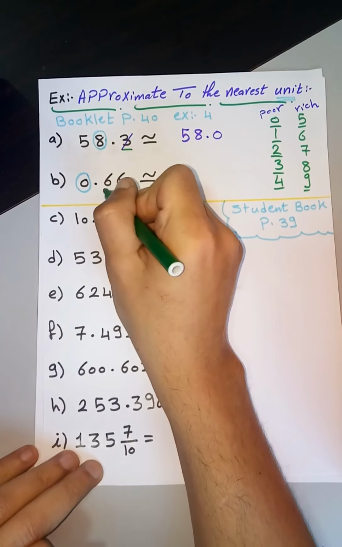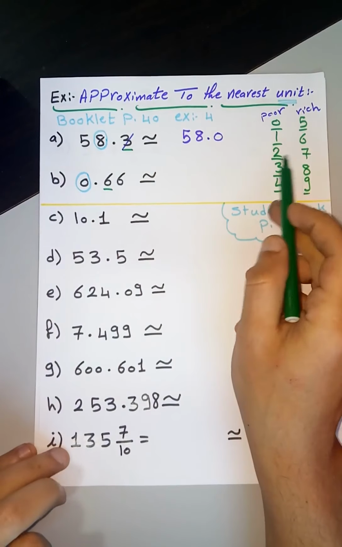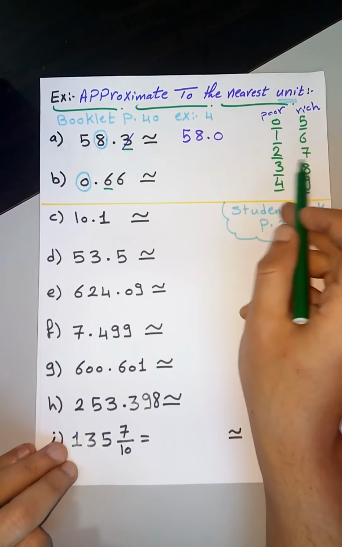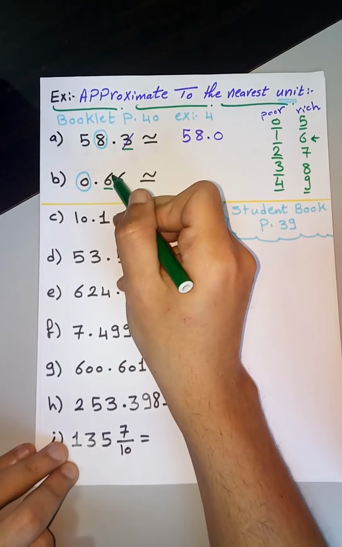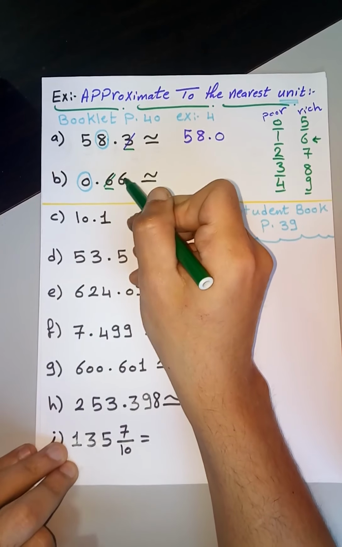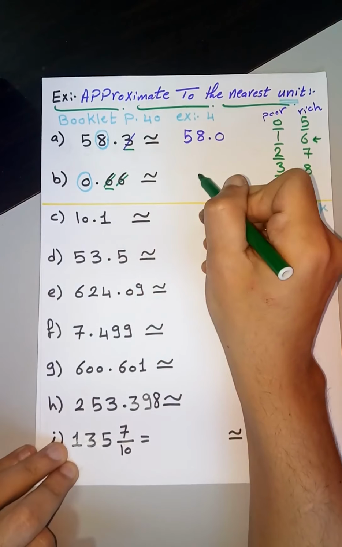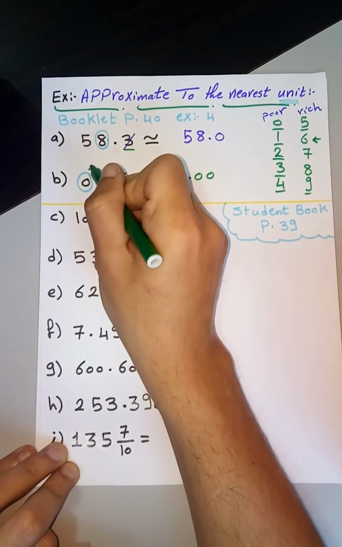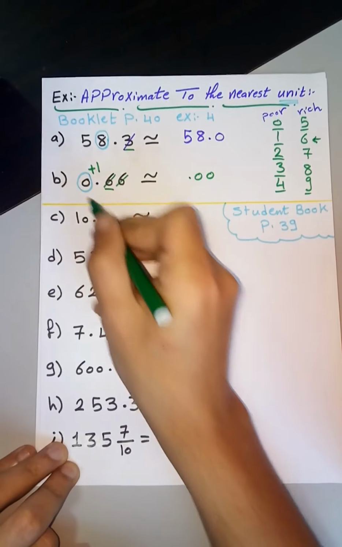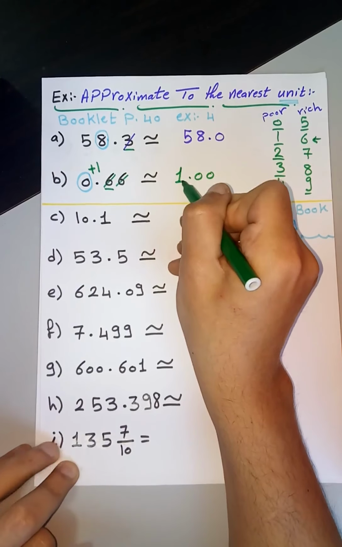6. So 6, is it poor or rich? We know that 6 is a rich number, so this 6 is gonna be changed, and the following digit also is gonna be changed into zeros. And this 6 is rich, it's gonna increase 0 by 1. So 0 plus 1 equals 1.